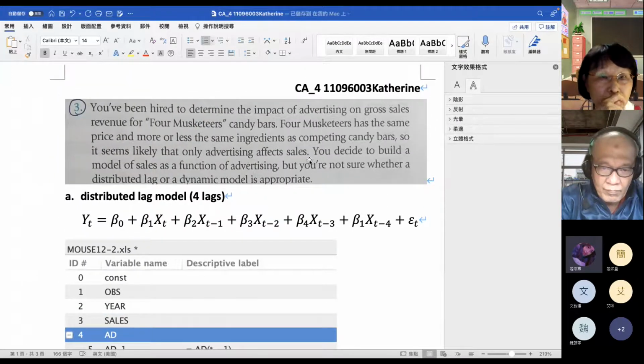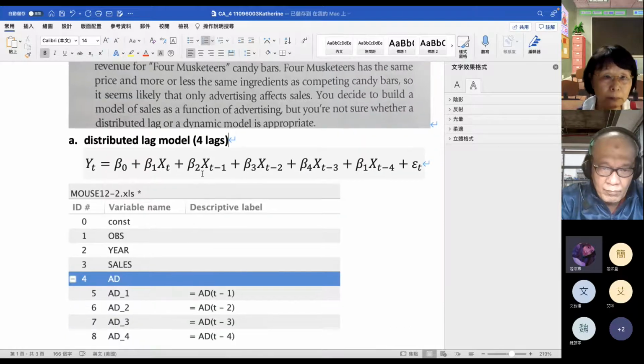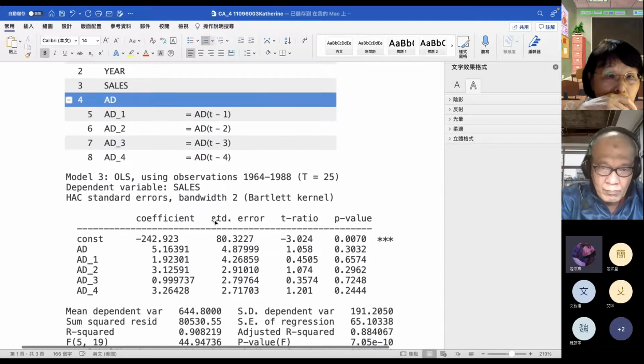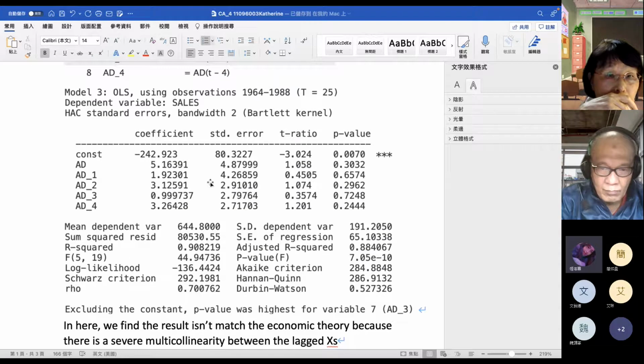Okay. In part 3A, distributed lag models for 4 lags. We have an equation like this one, and we add 4 lags for AD, and we do the cells for the dependent variable.